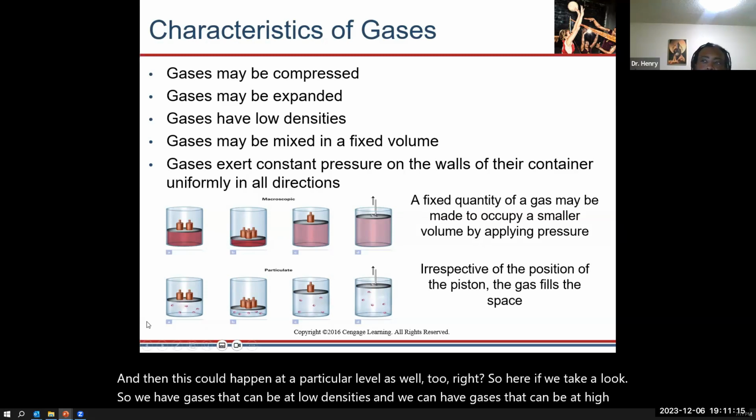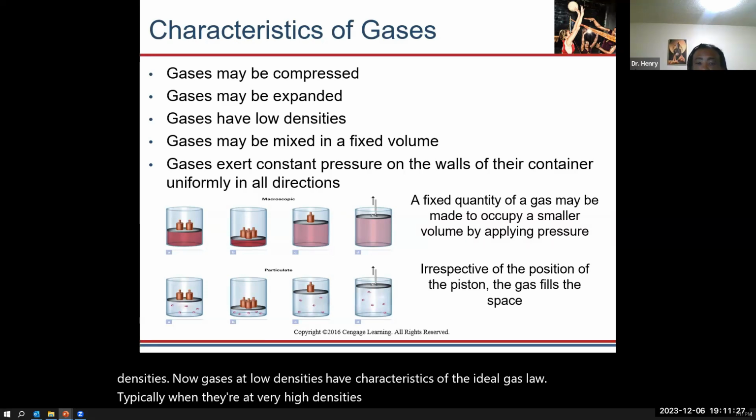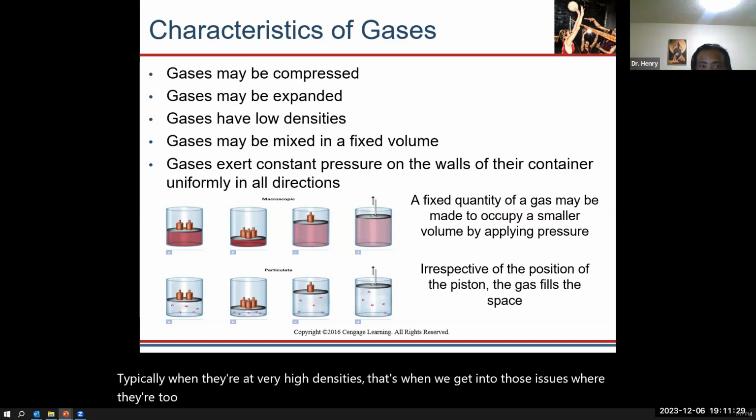Now, gases at low densities have characteristics of the ideal gas law. Typically, when they're at very high densities, that's when we get into those issues where they're too compact and they're interacting with each other.